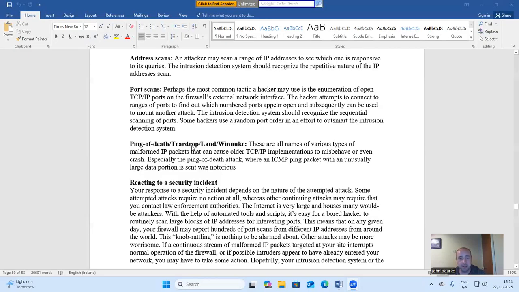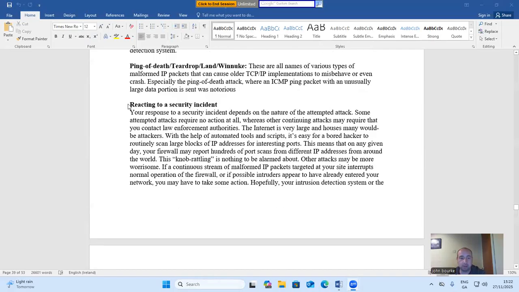Ping of death, teardrop, land, WinNuke. These are all names of various types of malformed IP packets that can cause older TCP/IP implementations to misbehave or even crash. Especially the ping of death attack, where an ICMP ping packet with an unusually large data portion is sent, was notorious.